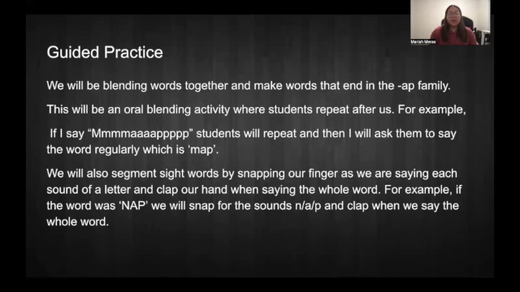Good job. We are going to be segmenting sight words by snapping our fingers as we say each sound of a letter and clapping our hands when we say the whole word. I will start off first and then I will have you guys repeat with me. This time I'm going to be using the word nap. Nap. Nap. Once more. Nap.